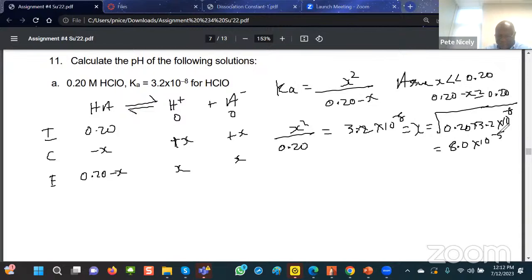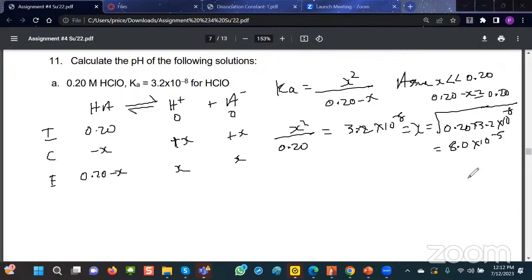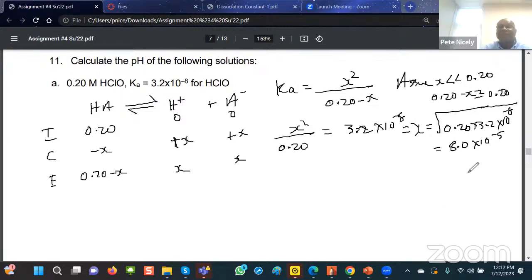And then find the square root of that. Okay, so I did something wrong here. You did it wrong the second time. You said 10 to the minus 5. It should be 10 to the minus 8. Yeah, you're right. So let me erase this here.